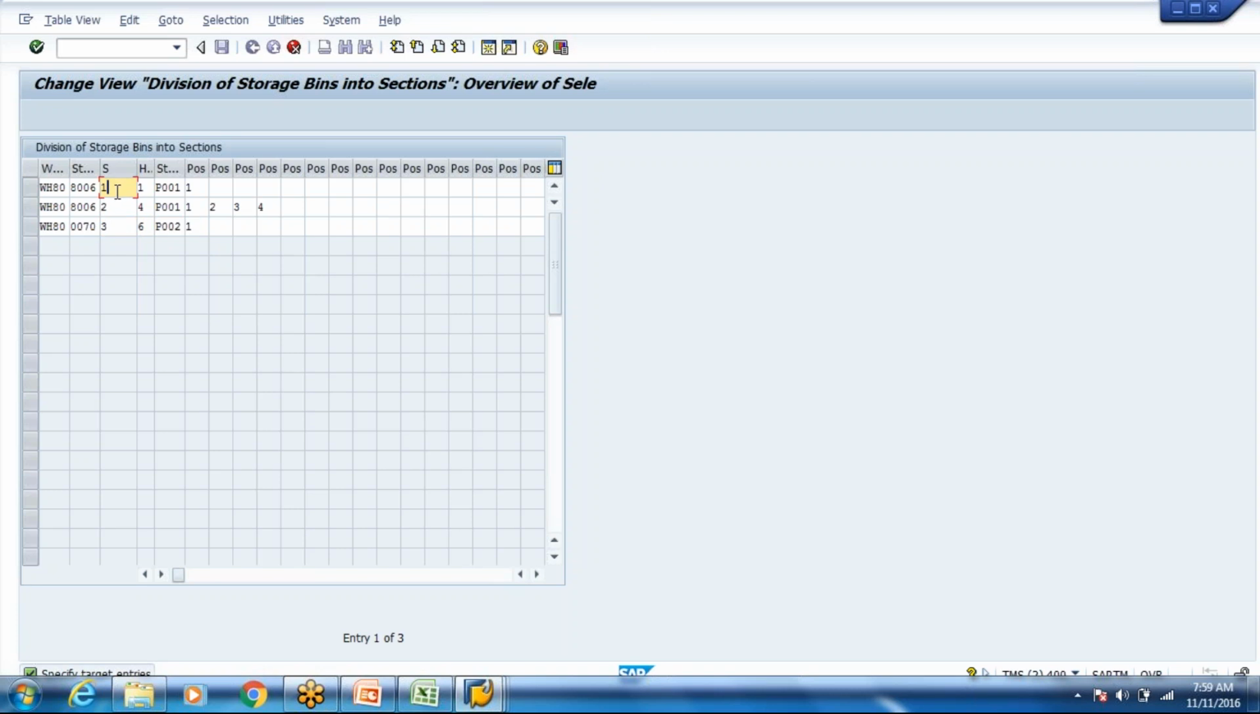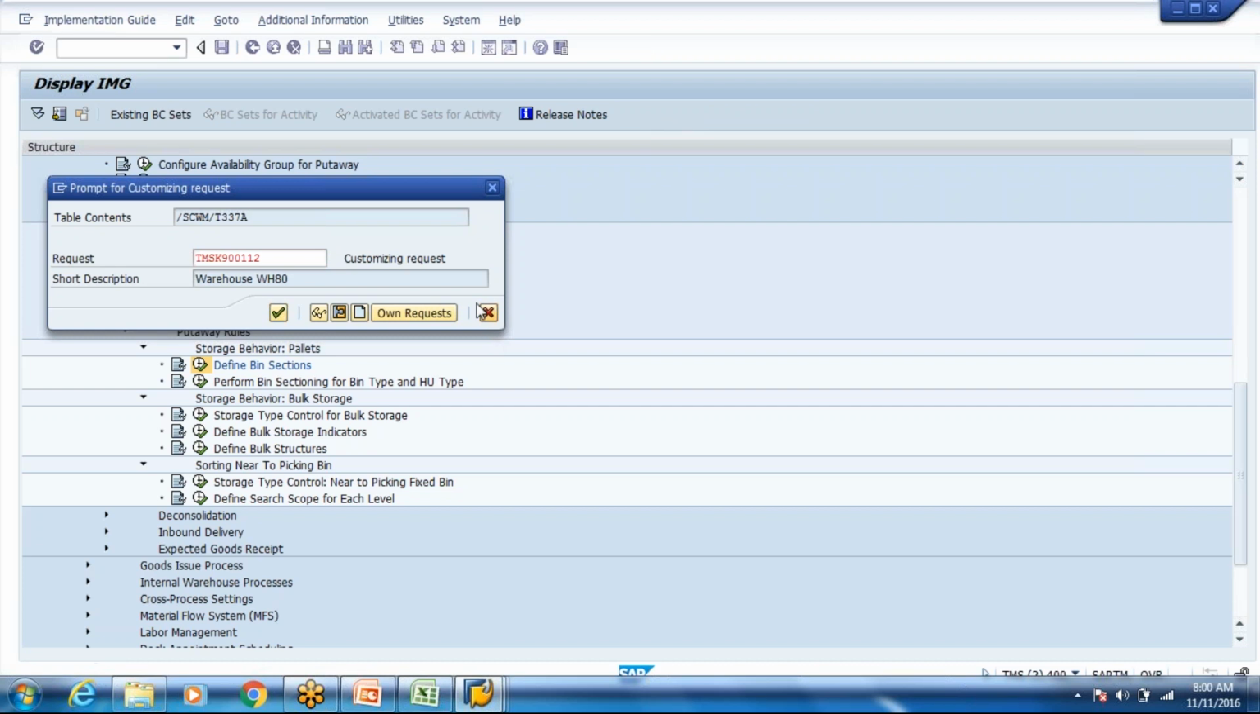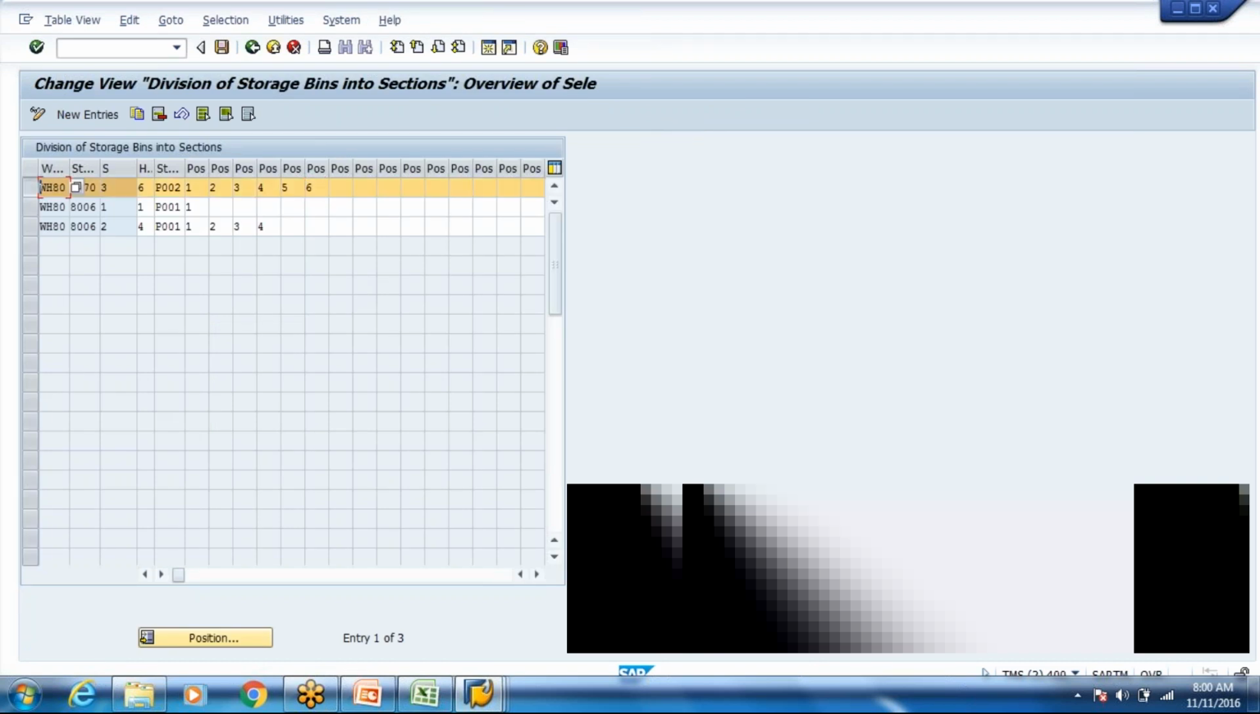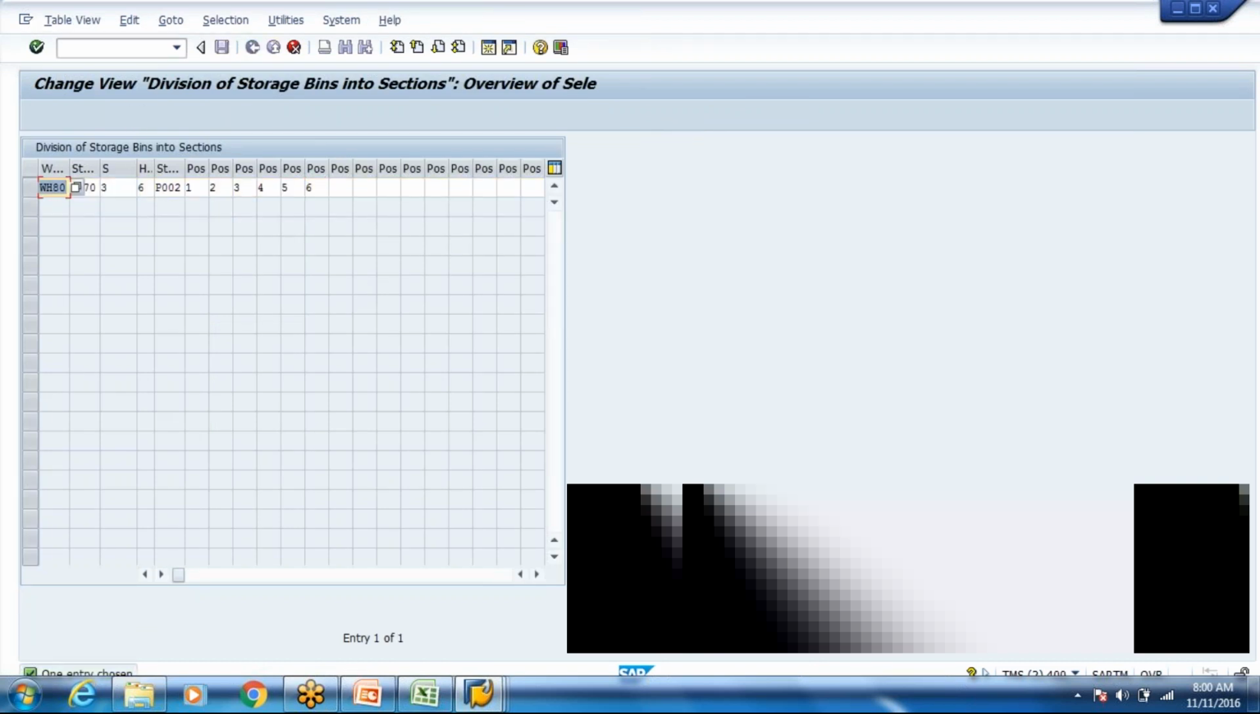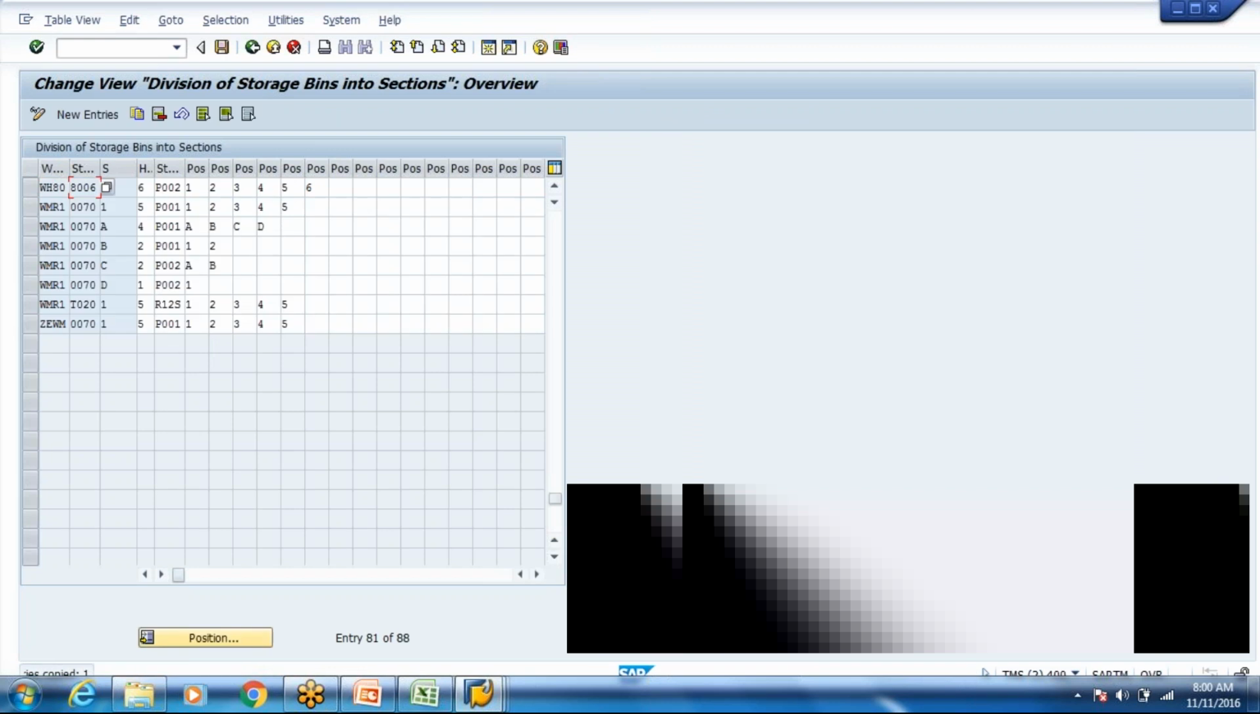So for Euro palette I'm going to assign section 1. For cartons I'm going to assign section 2, and for wire basket I'm going to assign section 3. Okay, so there we have a division of 6. Okay, let me save it. I want to change this to 8006.